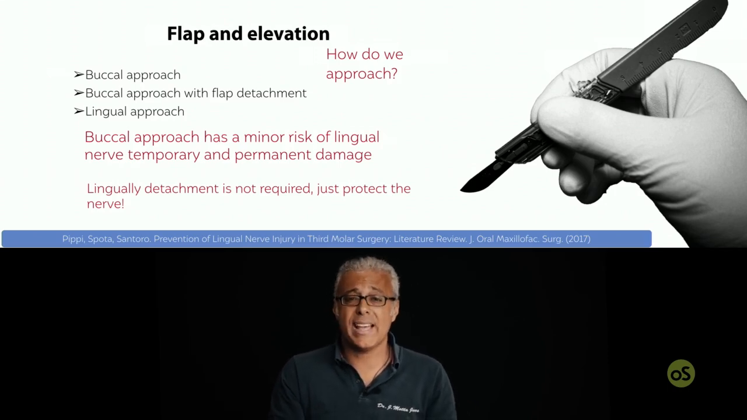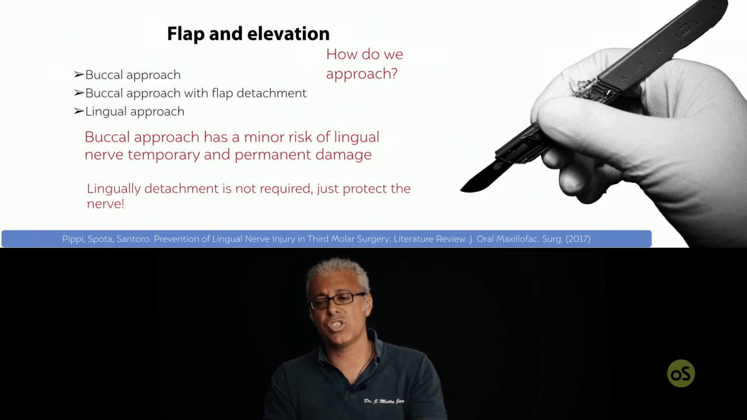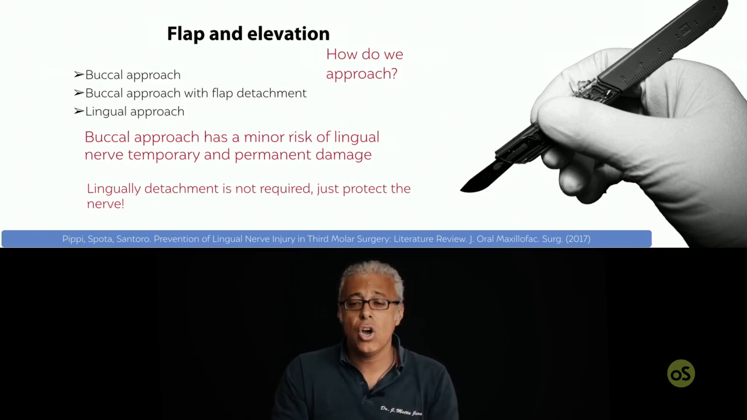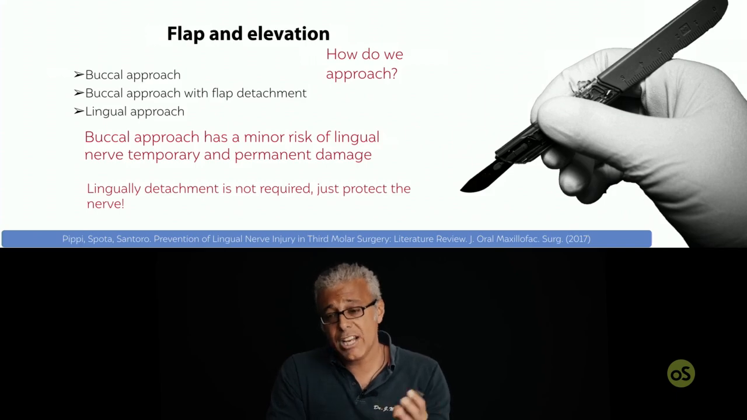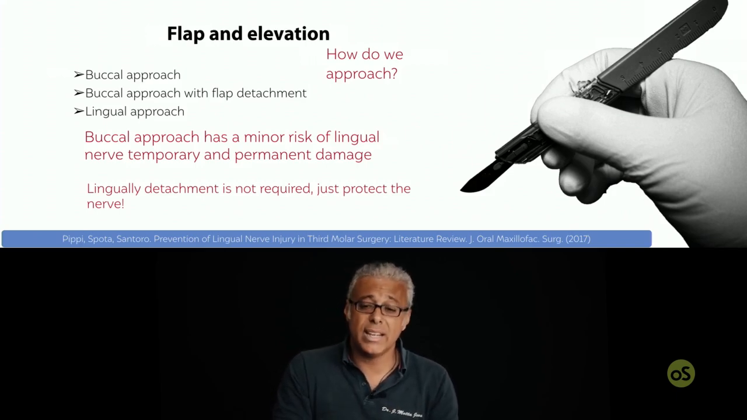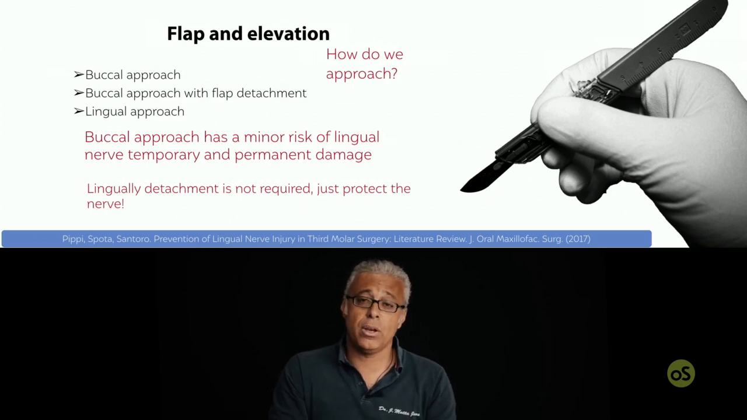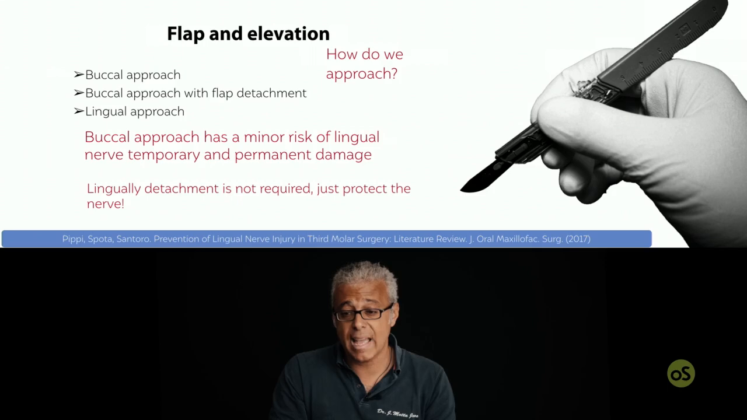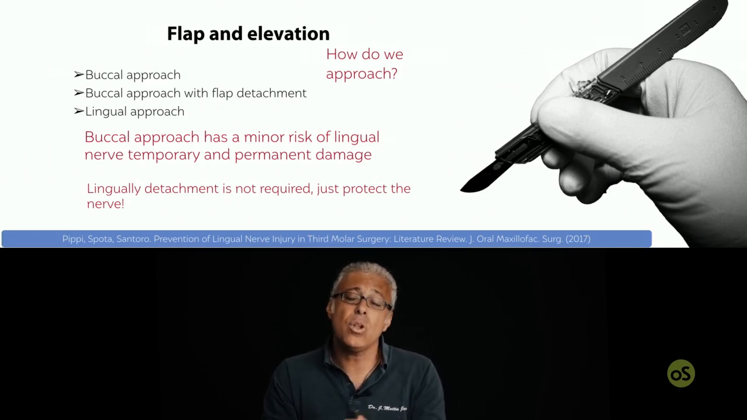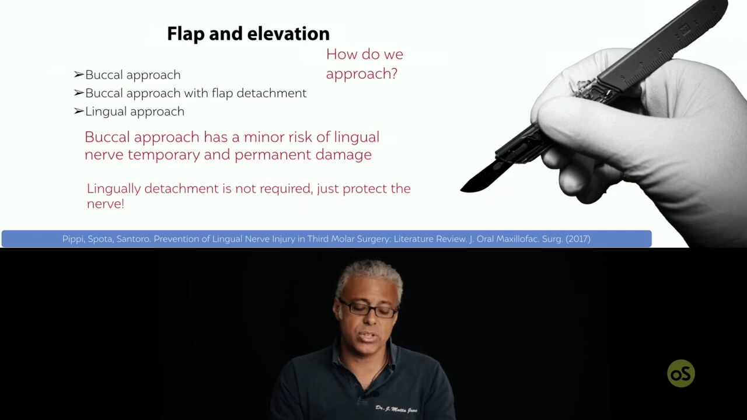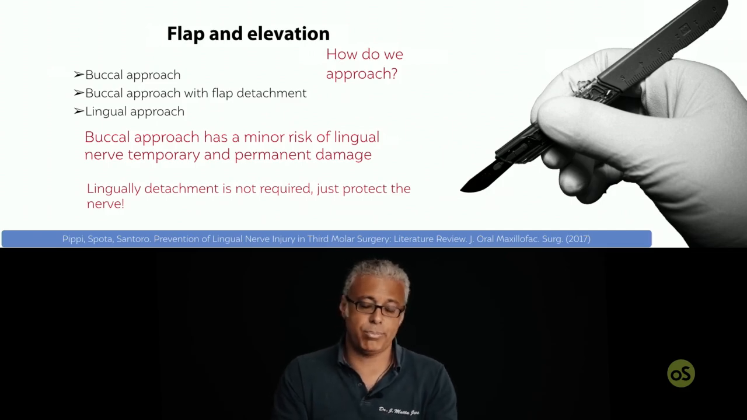What about the flap design? We will look at it in detail when we talk about the technique, but just to say that we have to use a buccal approach, or a buccal approach with the flap detachment, and try to avoid the lingual approach. The buccal approach has a much lower risk of lingual nerve damage, both temporary and permanent, and the lingual part shouldn't be detached but just protected using a periosteum protector.